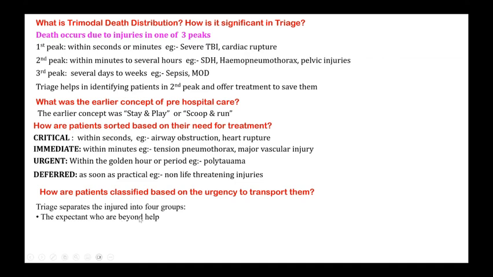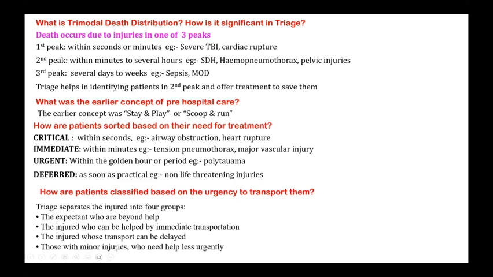There is no point in sending him to the hospital and occupying a bed there, which can be utilized for saving another person who can be salvaged. The injured who can be helped by immediate transportation, the injured whose transport can be delayed, and those with minor injuries who need help less urgently. Okay? So these are the 4 categories for transportation.